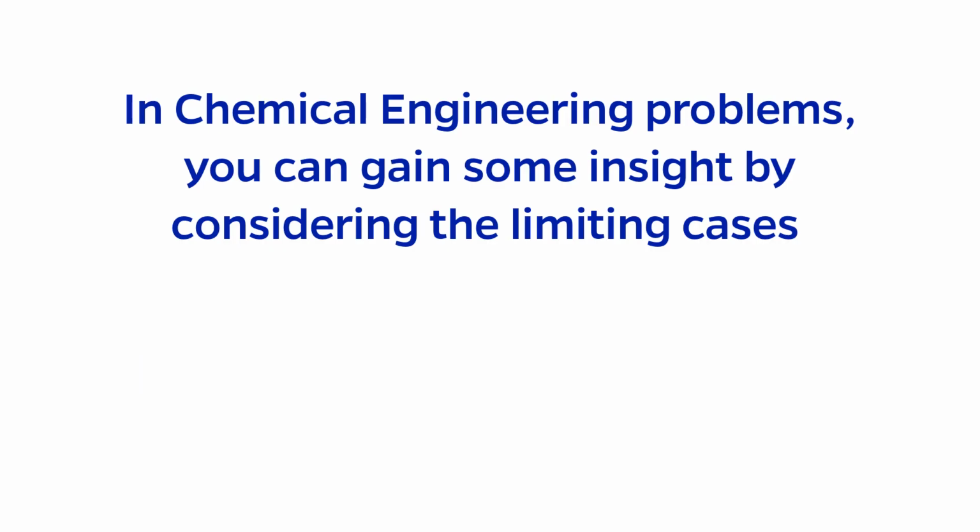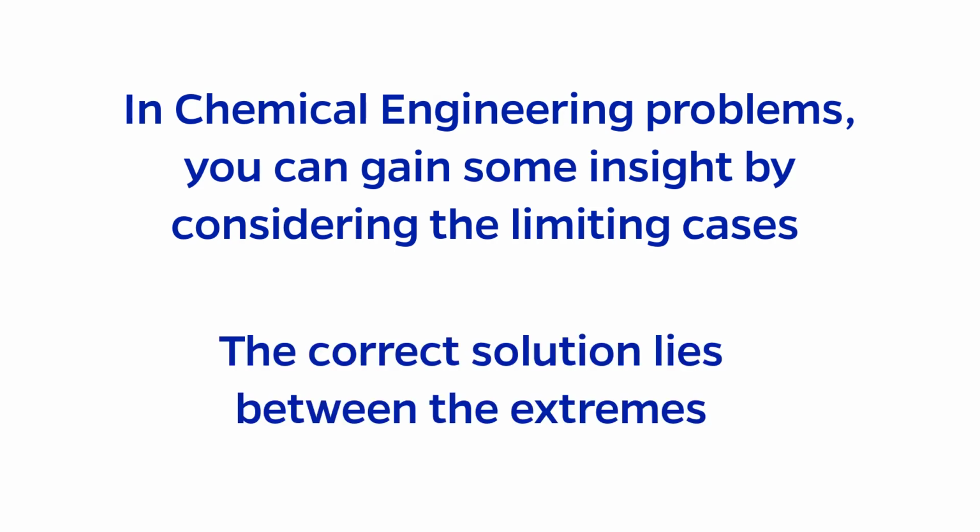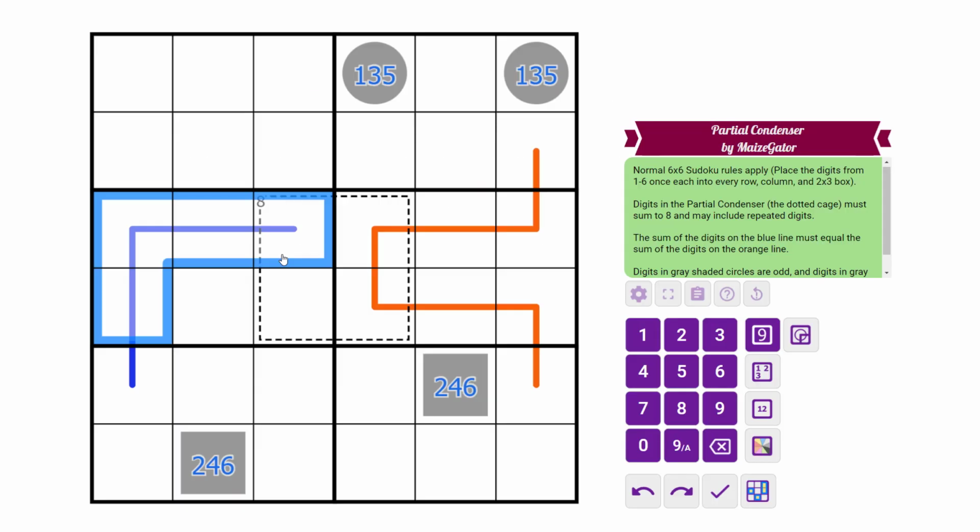Oftentimes, in chemical engineering problems, you can gain some insight by considering the limiting cases and understanding that the correct solution lies somewhere in between these extremes. So, let's apply that principle here by thinking about the minimum and the maximum sum for each line, especially in conjunction with Sudoku rules. These 4 digits on the blue line are all in the same 2x3 box, and must therefore be different. So, the minimum I could make them would be 1, 2, 3, and 4.